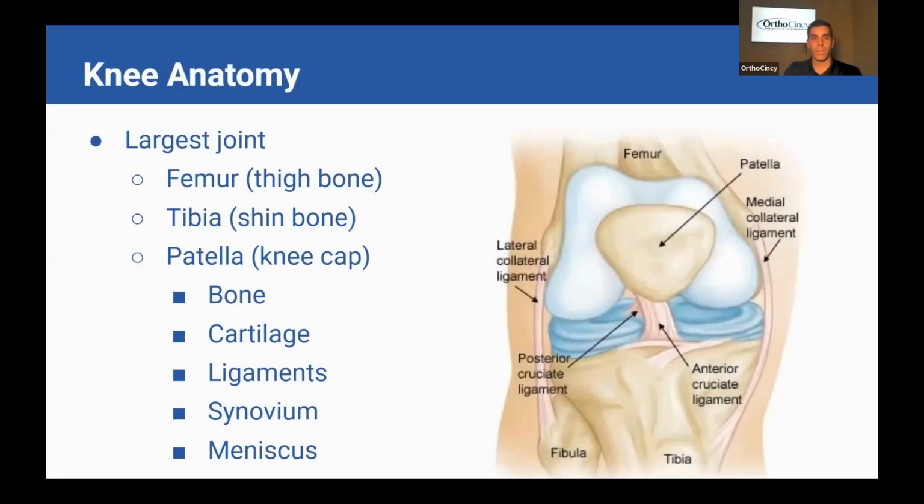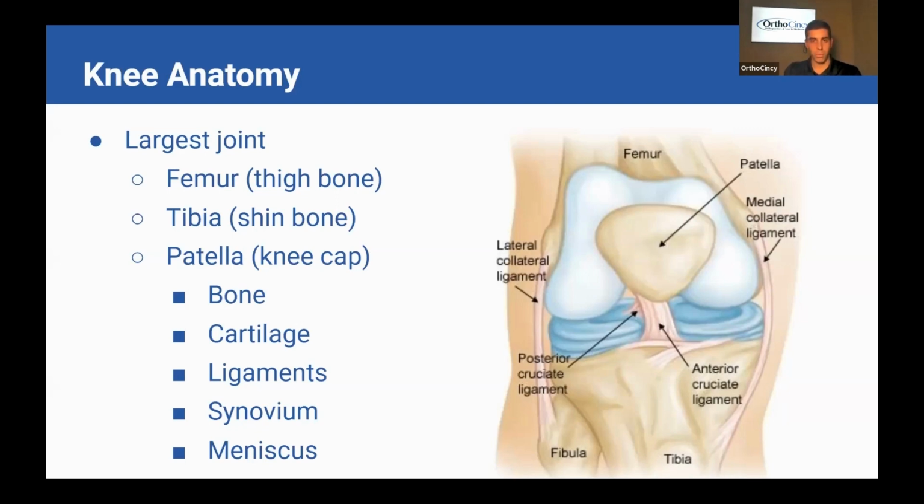The knee is the largest joint in the body. There's really 3 bones involved in forming the knee joint. The femur is a long bone in your thigh, your tibia is your shin bone, and your patella is your kneecap. And those are the 3 bones that make that up. There's the bone itself. There's cartilage, which is the shiny stuff on the end of the bone, which is the bearing surface of the joint.